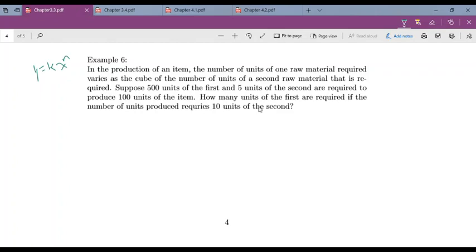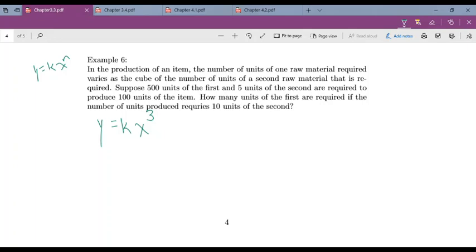Okay, so if we read through the word problem really slow, in the production of an item, the number of units of one raw material, so our very first raw material, we'll call it y, is required, it varies as the cube. So there's going to be a constant k in there, but it varies as the cube of another unit. So the cube means it needs to be a 3 here, x cubed. Now it says suppose 500 units of the first and 5 units of the second are required to produce 100 units of the item.